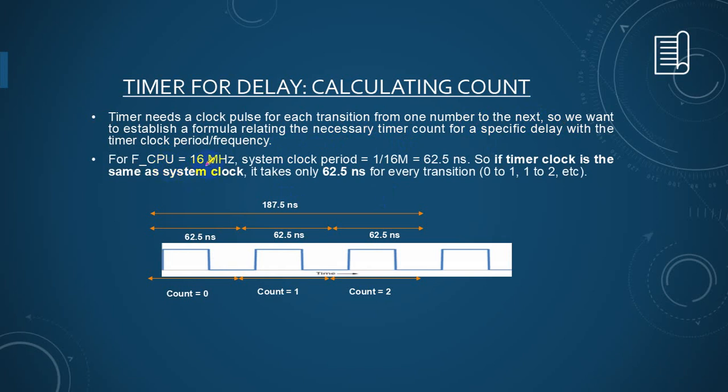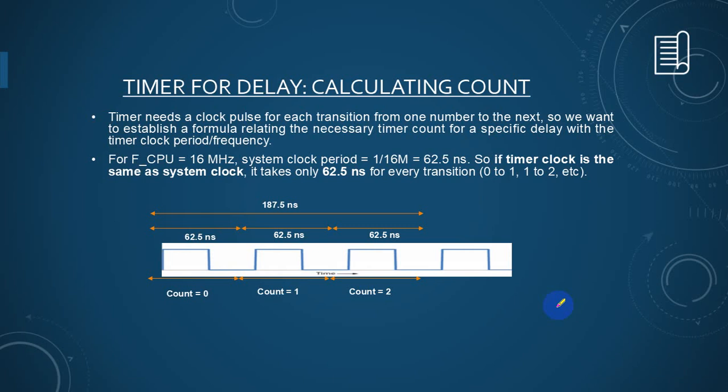For a CPU frequency of 16 MHz, the system clock period is 1 divided by 16 MHz, that is, 1 divided by 16 times 10 to the power 6. If you have a calculator, you can check it. It becomes 62.5 nanoseconds. Each clock takes 62.5 nanoseconds. So if the timer clock is the same as the system clock, it takes only 62.5 nanoseconds for every transition from 0 to 1, 1 to 2, 2 to 3, and so on.